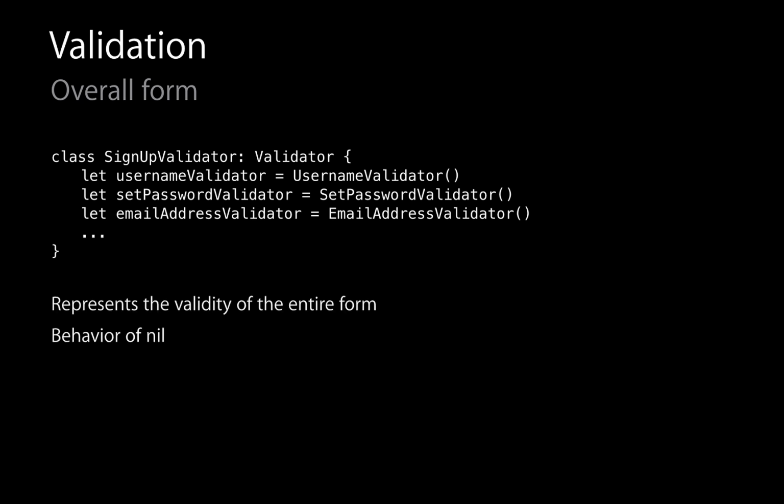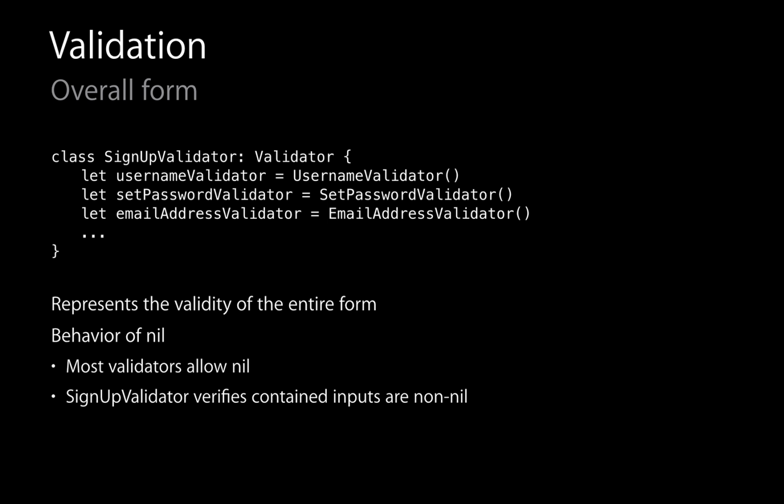This is also where we'll handle the behavior of nil we talked about earlier. The constituent validators will allow nil because we don't want the individual text fields to show any sort of error state when they're empty. That would just be confusing. But this sign-up validator will check that its constituent validators have non-nil input. And if any of those inputs are nil, it'll say it's not valid, allowing us to easily disable the sign-up button. So let's return to that workflow we were looking at earlier and see what that looks like.